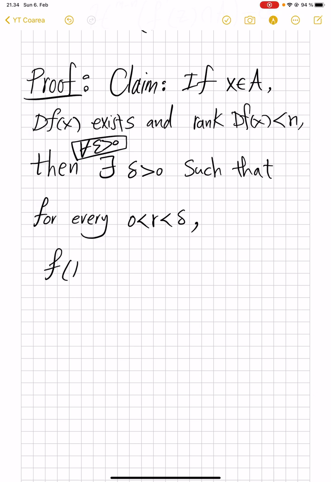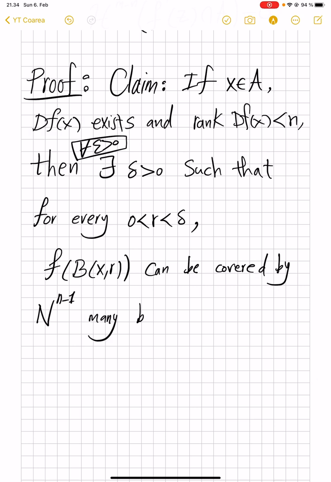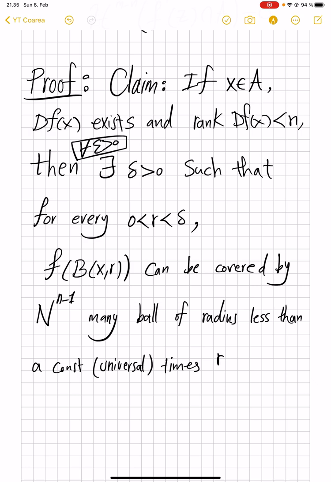the image of the ball B(x, r) can be covered by n to the power n minus 1 many balls of radius less than a universal constant times r divided by n. So here n is just some natural number.